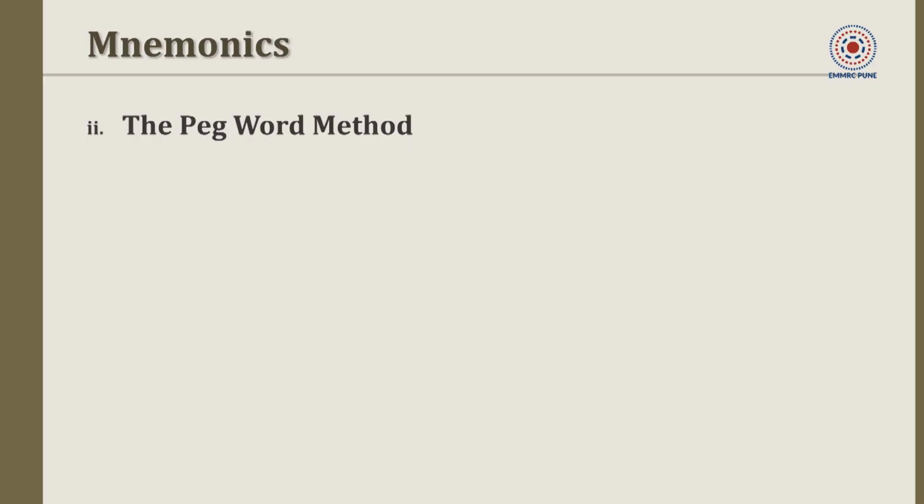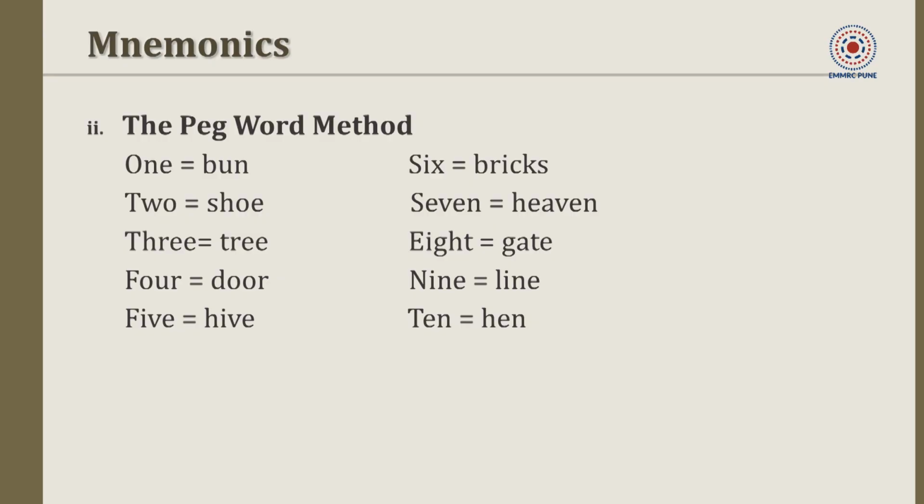2. The second mnemonic is the peg word method. The peg method is an especially useful mnemonic for remembering sequence information. It first requires that you memorize the list on your screen. 1 is bun, 2 is shoe, 3 is tree, 4 is door, 5 is hive, 6 are bricks, 7 is heaven, 8 is gate, 9 is line, 10 is hen. These are called peg words. You can associate the new information that you want to remember to these pegs.